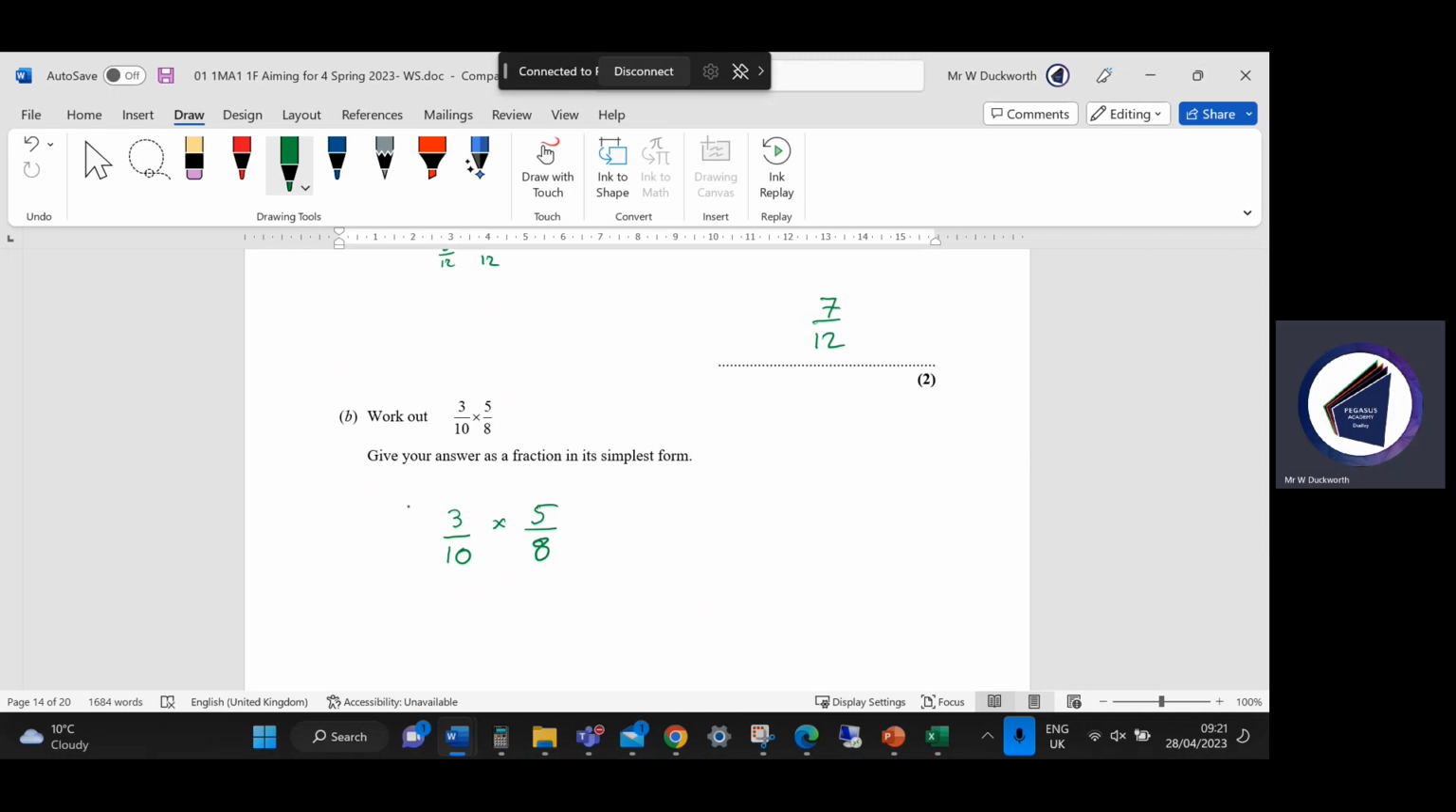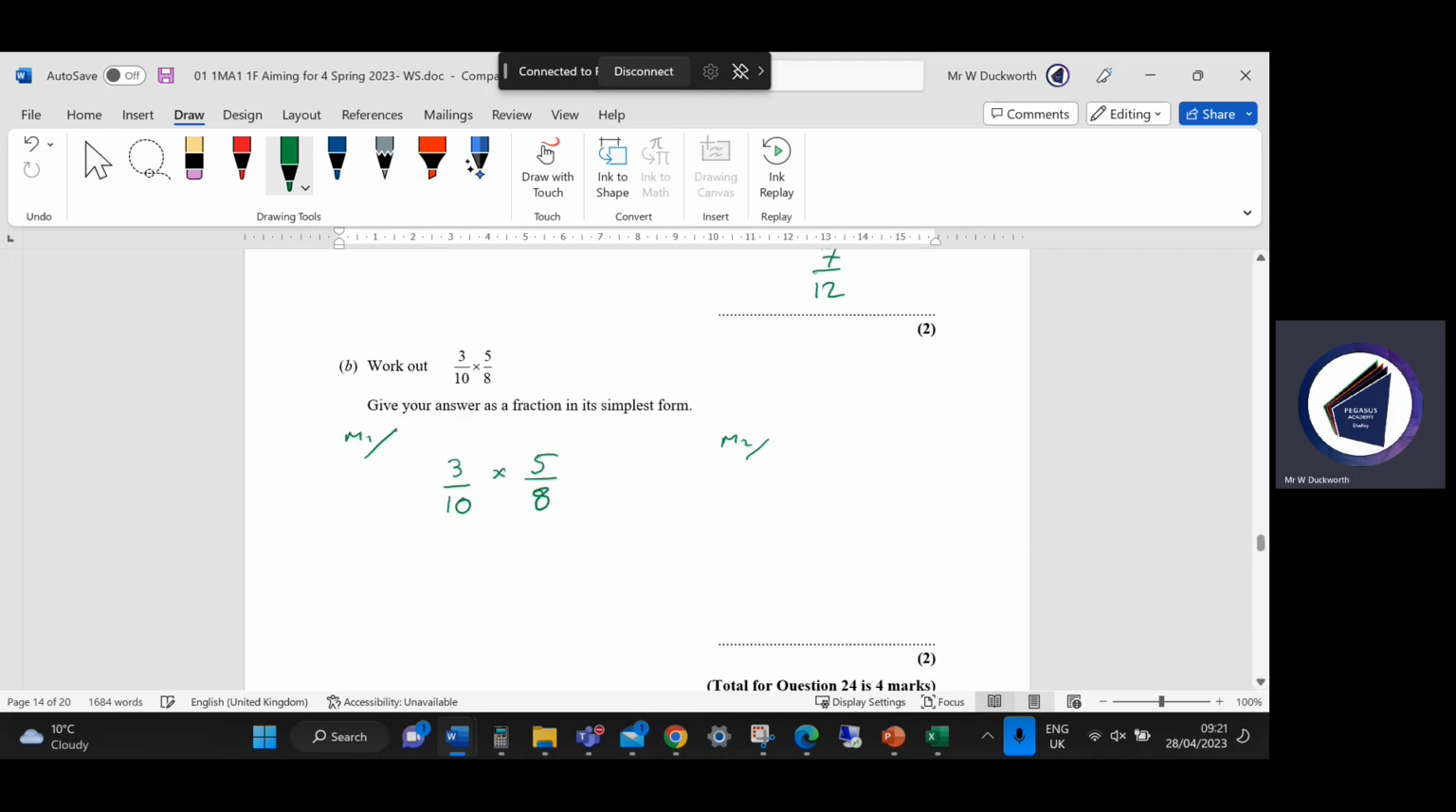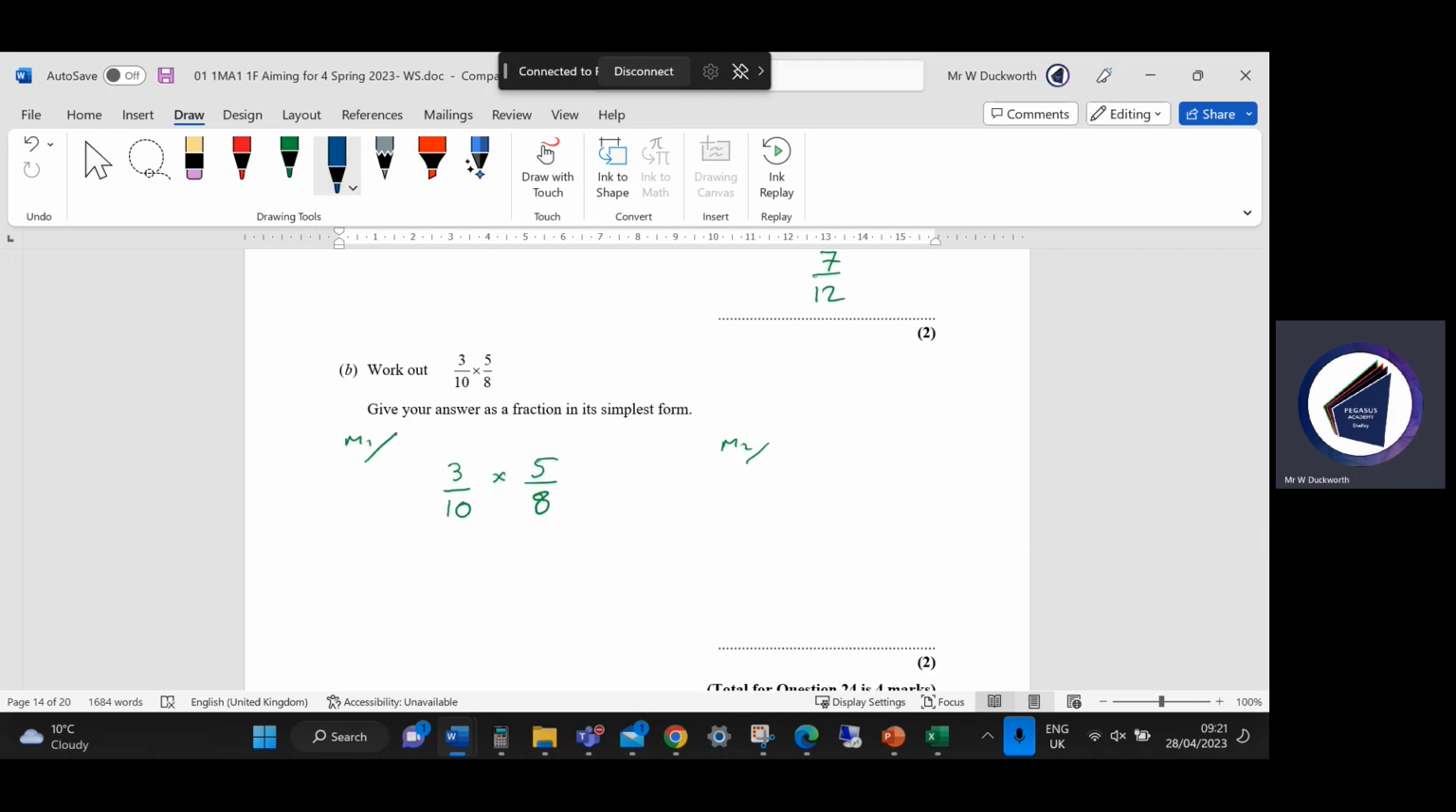So I'll call this M1 and I'll call it M2. I'll show my preferred method first. So I'm going to multiply the fractions. Before I multiply them though, I'm going to simplify. So I can simplify diagonally. So 5 goes into both those numbers, and that's the simplification I can do. So then 3 times by 1 is 3, 2 times by 8 is 16.